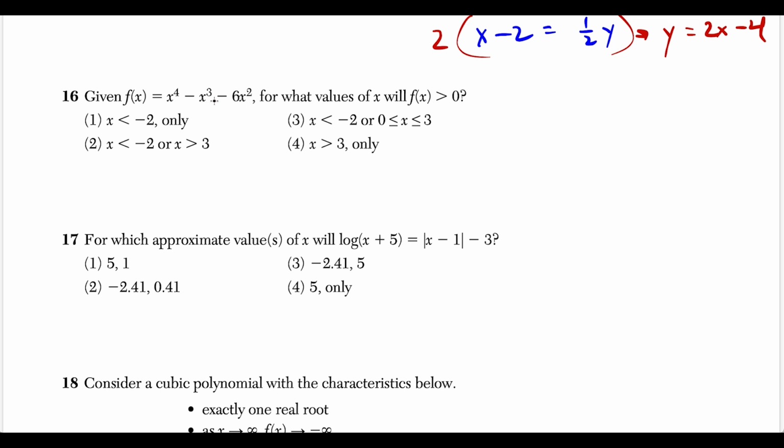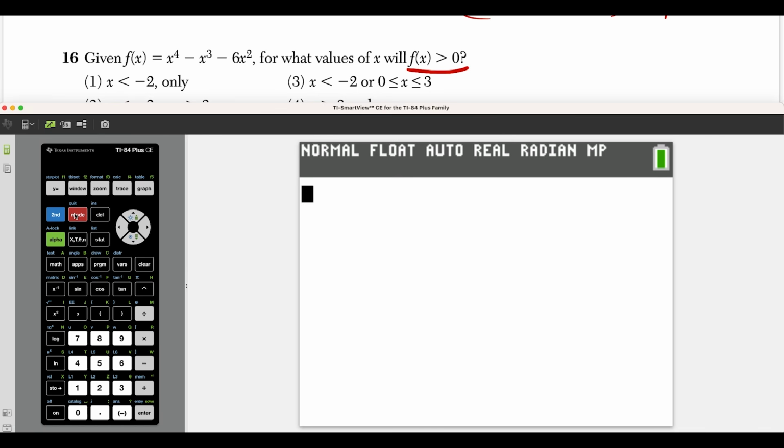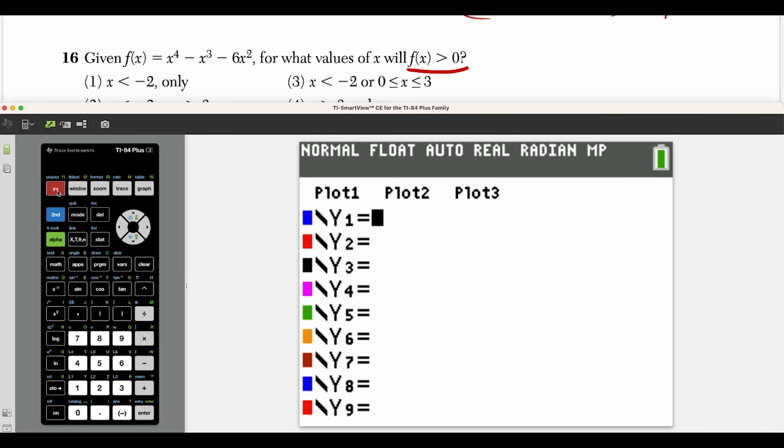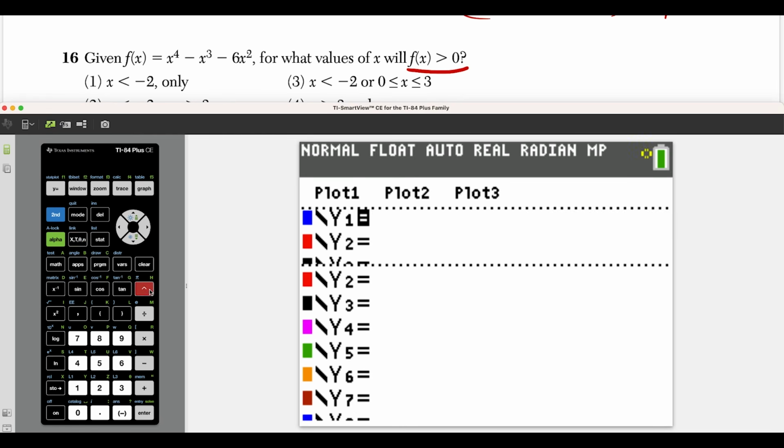Question 16, we have f of x, and we want to know for what values of x will f of x be greater than 0. So we could do this one by hand, but if you have a calculator, why not use it? So we have x to the 4th. So we're typing this in the y equals, and we've got minus x to the 3rd. And now make sure you hit the right arrow to get out of the exponent spot. You've got minus 6x squared.